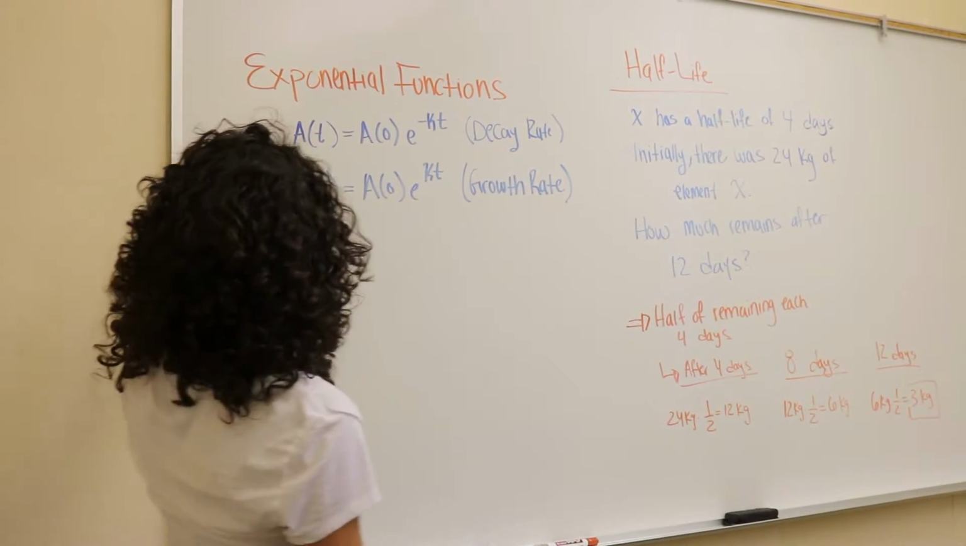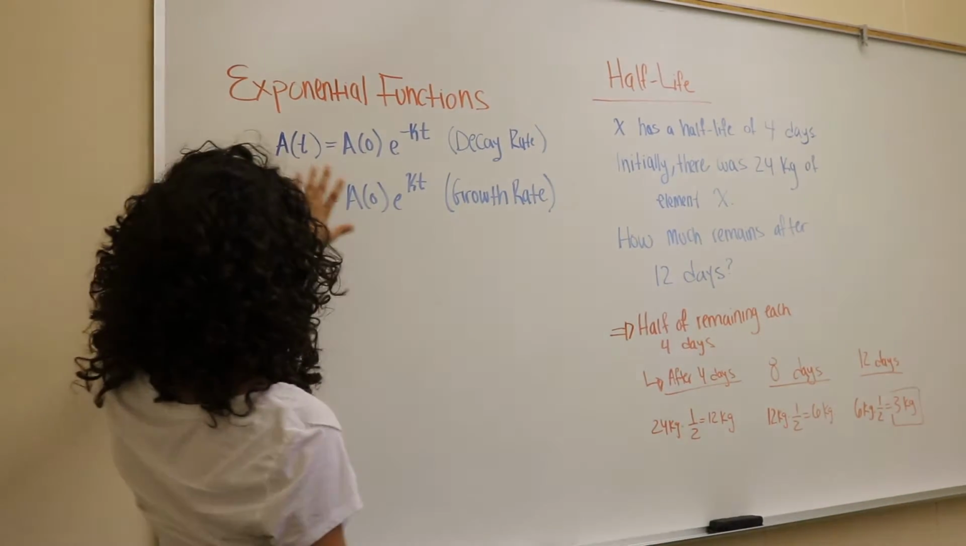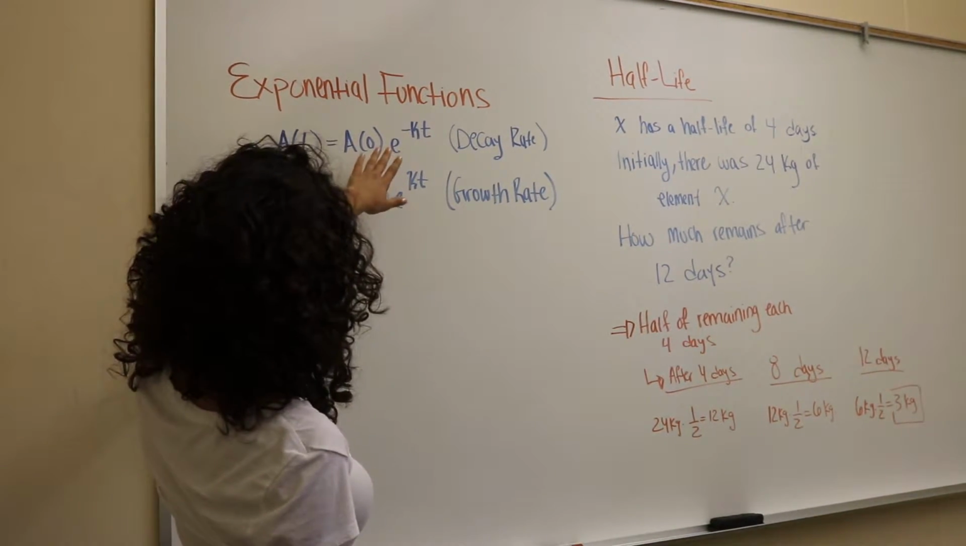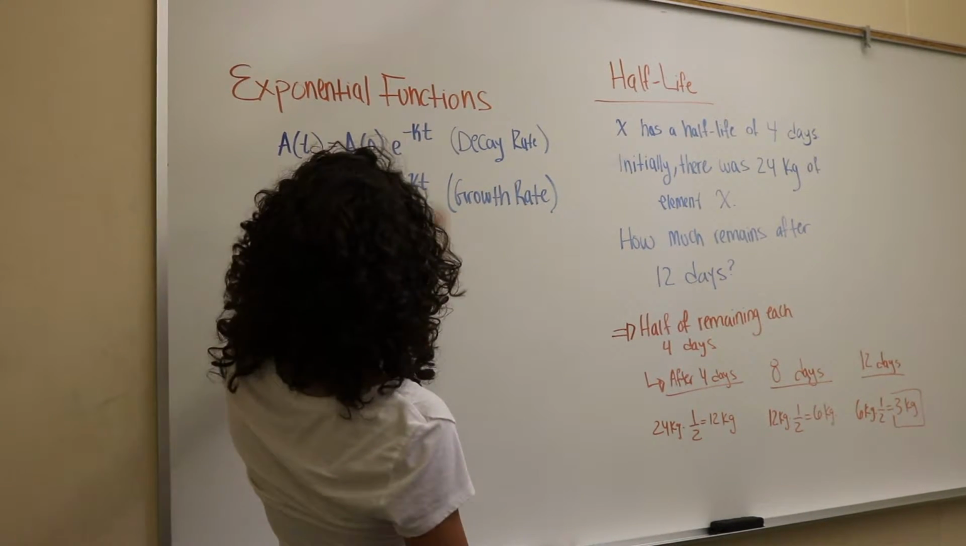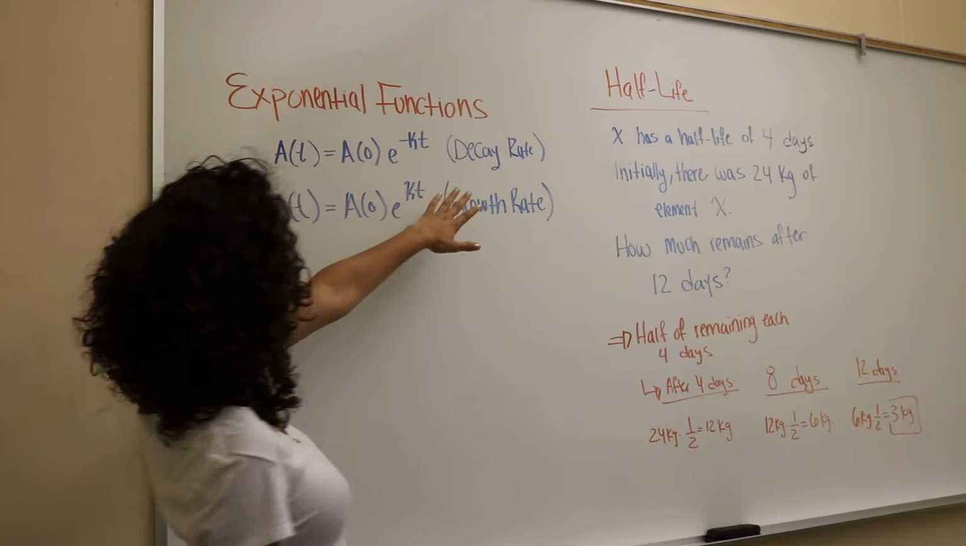Okay, so we're going to do exponential functions. There are 2 equations for them. A of t equals a of 0 e to the negative kt is the decay rate, because there's a negative k, which is originally a positive constant, but it becomes negative because you're decaying.